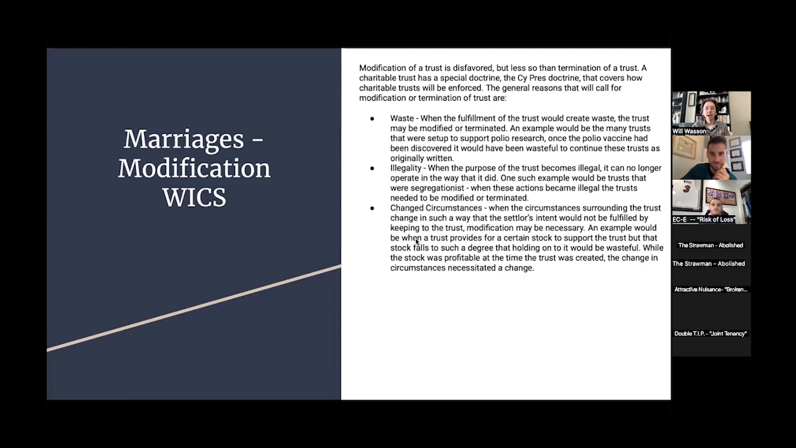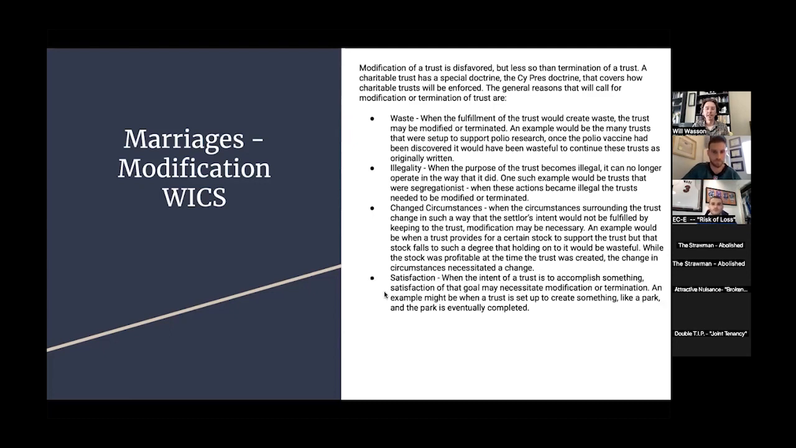I'll be honest, waste and changed circumstances are going to look pretty similar a lot of the time. You'd be hard pressed to give me a reason why this polio example wouldn't also work in changed circumstances. So both arguments, right? You want to say all three. And then the last one is satisfaction, which is the exact same thing as waste. If the trust was created to make a park and the park was made, well, then the trust is done, right? And they have to make something else for the trust to do.